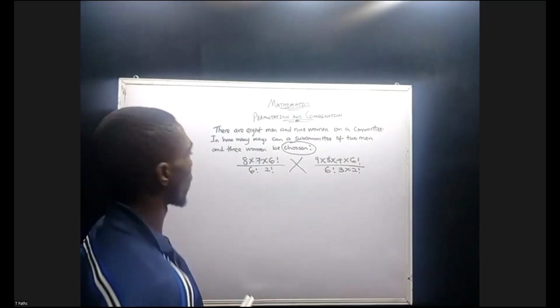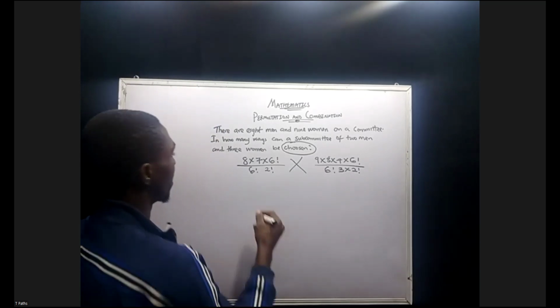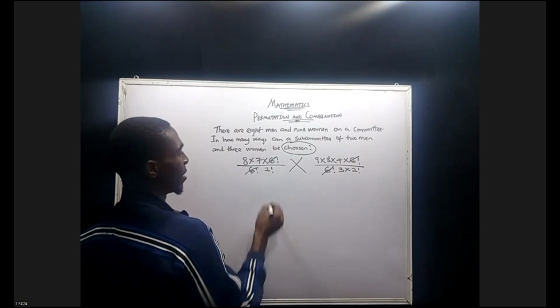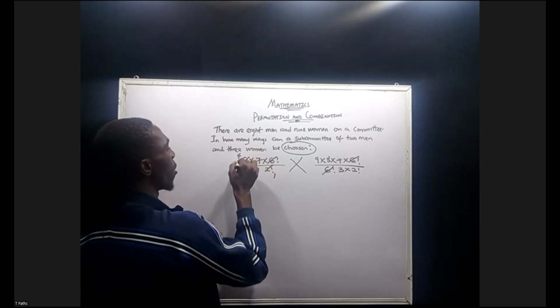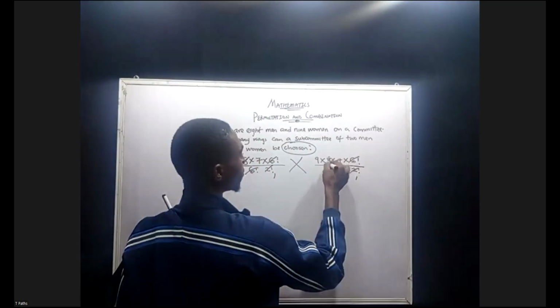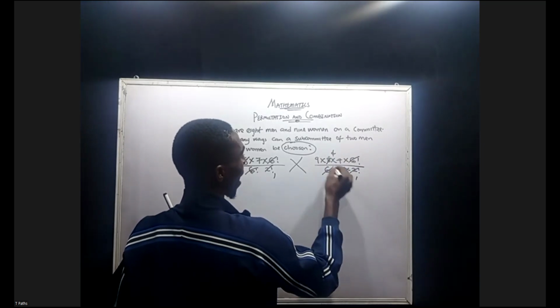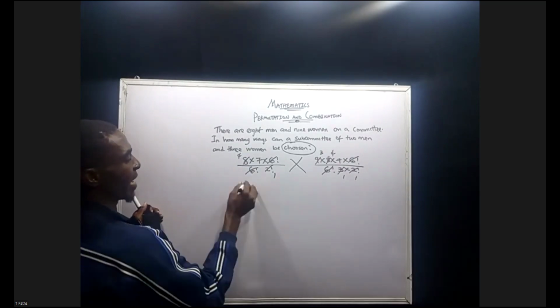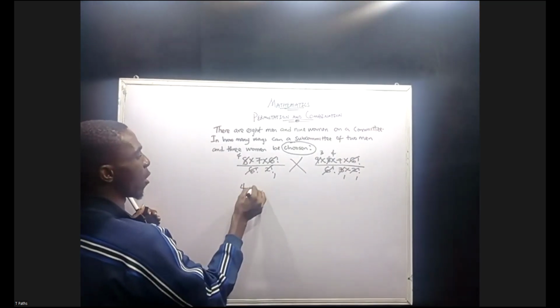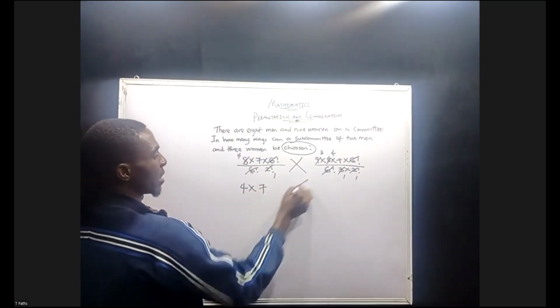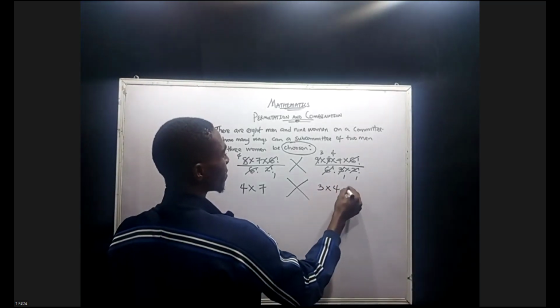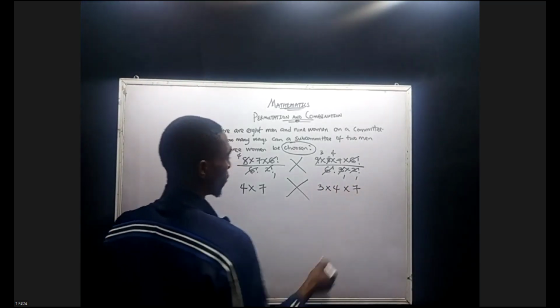So here we can now simplify. 6 here cancels the 6 here. 6 here cancels the 6 here. 2 here 1, 2 here 4. 2 here 1, 2 here 4. 3 here 1, 3 here 3. Are we good to go? Then here we are left with 4 times 7. And here we are left with 3 times 4 times 7.